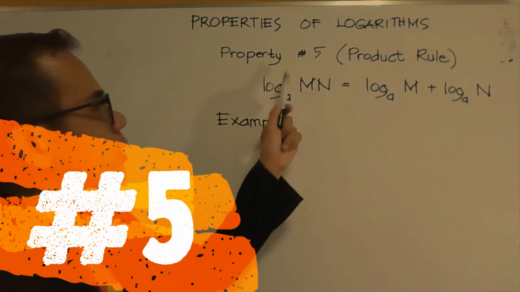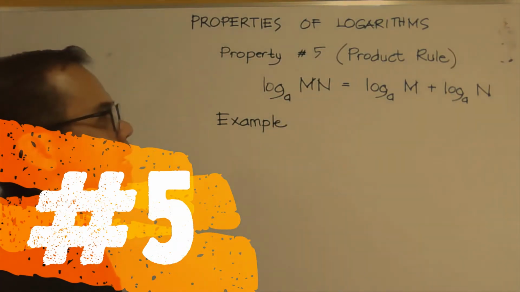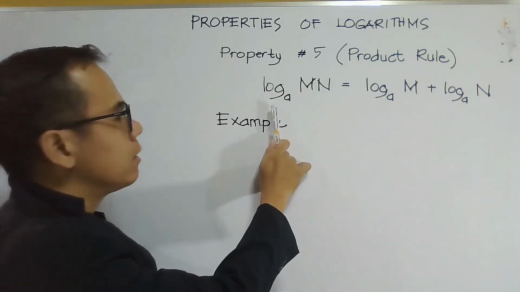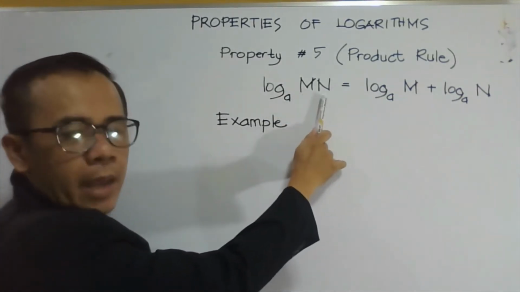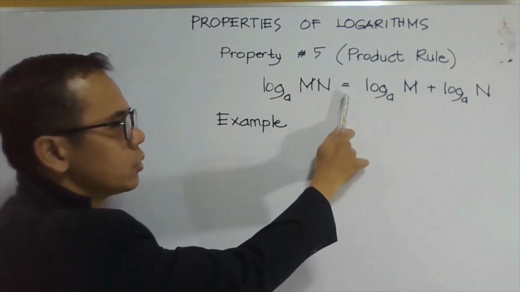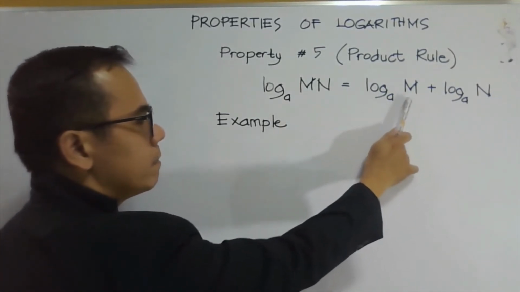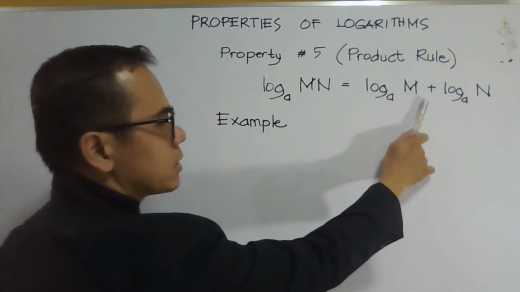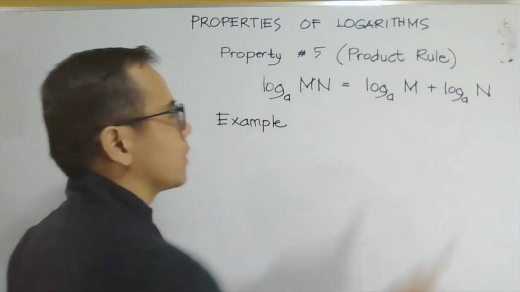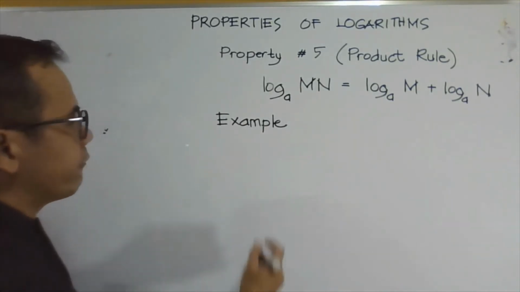The fifth property of logarithm is also called the product rule. It is the logarithm of mn base a is equal to the logarithm of m base a plus the logarithm of n base a.